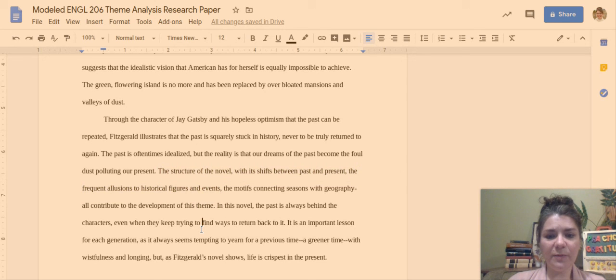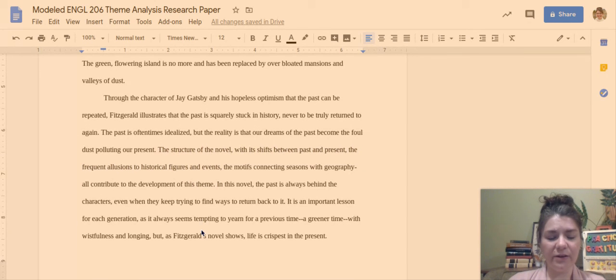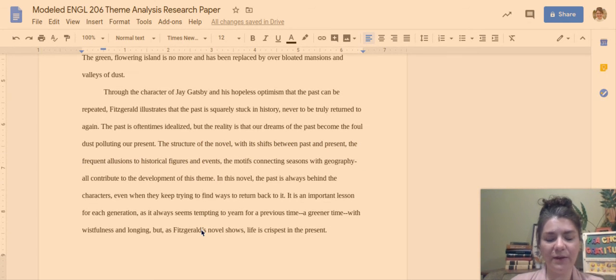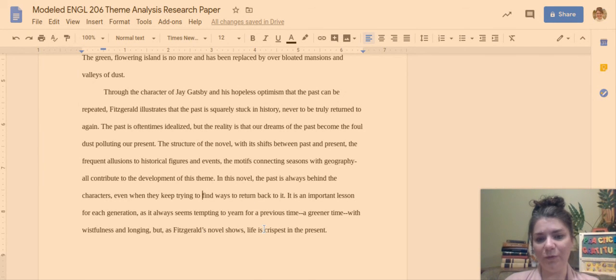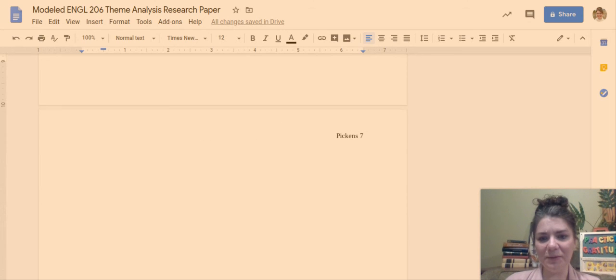In this novel, the past is always behind the characters, even when they keep trying to find ways to return back to it. It is an important lesson for each generation, as it always seems tempting to yearn for a previous time, a greener time, with wistfulness and longing. But as Fitzgerald's novel shows, life is crispest in the present. And again, I kind of had a play on words with this idea, that quote from Jordan Baker about being crisp in the fall. I was trying to be clever.